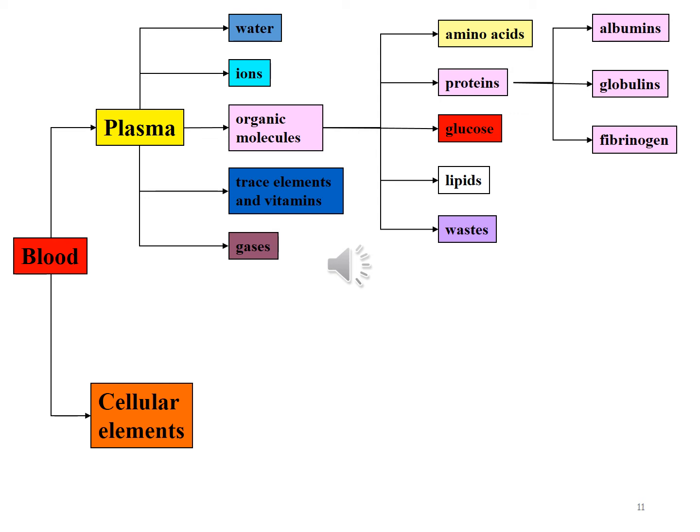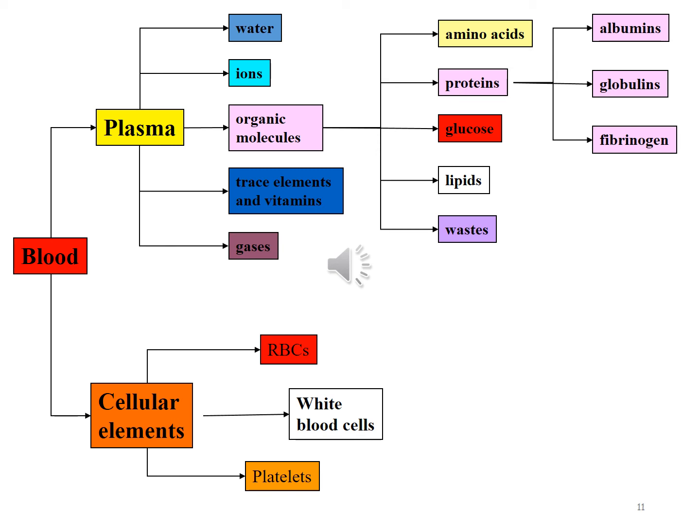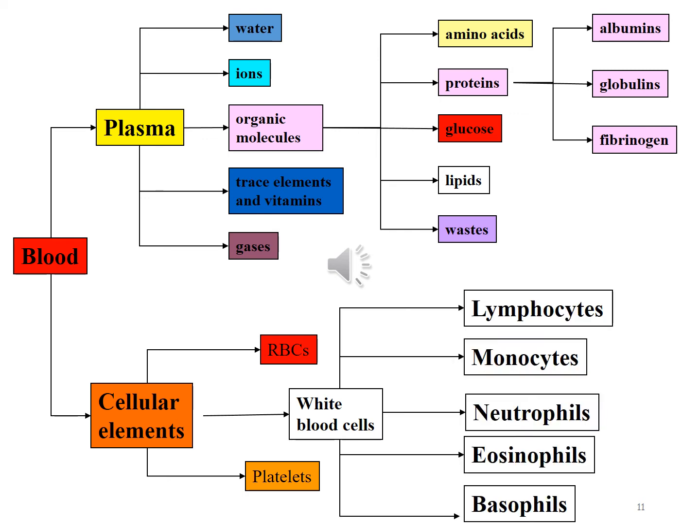Then looking at your blood cells, you have the red blood cells or erythrocytes, white blood cells or the leukocytes, and platelets or the thrombocytes. And you have 5 different types of leukocytes, like the lymphocytes, monocytes, which is the largest of all, neutrophils, eosinophils, and basophils. And your homework now is to look for their basic functions.